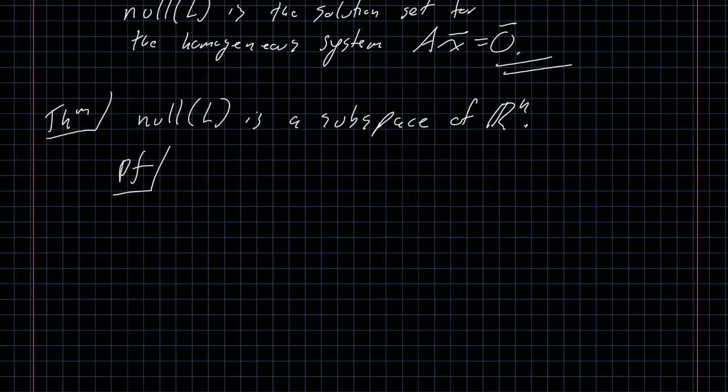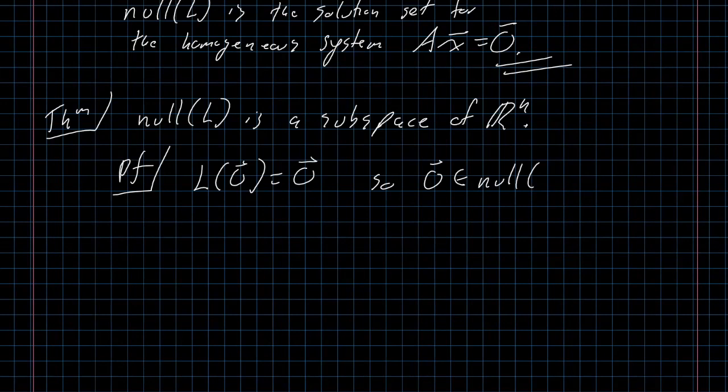We showed in a previous video that L of 0 has to be equal to 0. You can do that by the linearity. 0 times any vector is the 0 vector. So take any vector, multiply by 0. It's the same thing as multiplying 0 by whatever result you get out, which is always the 0 vector. So the 0 vector is in the null space. That's important.